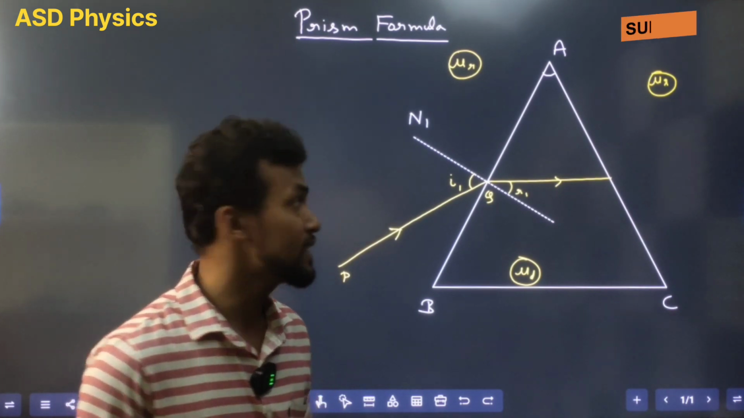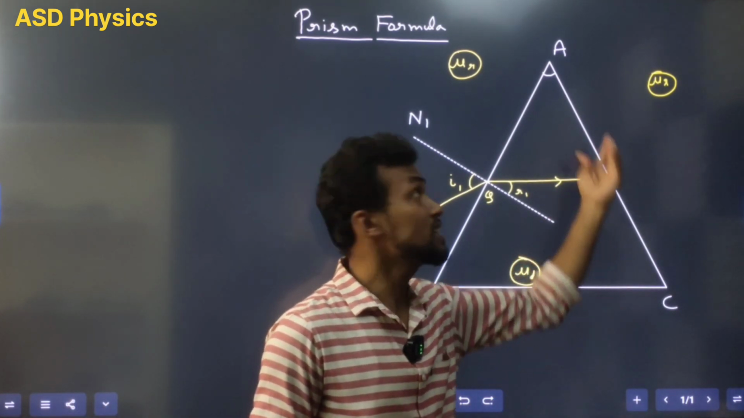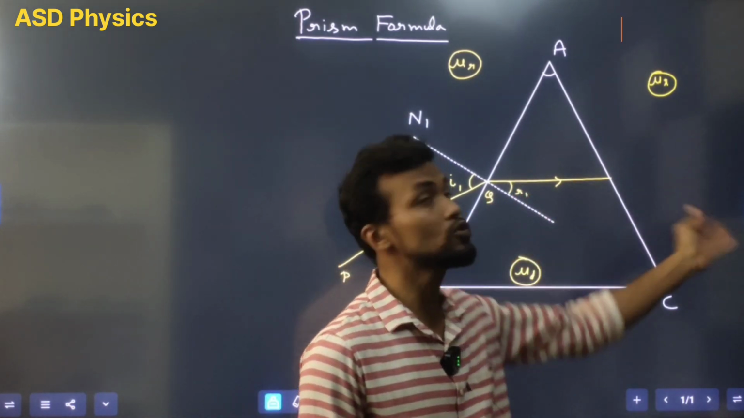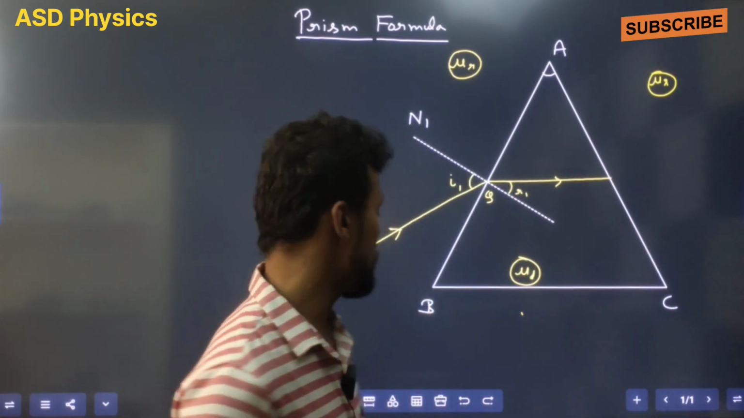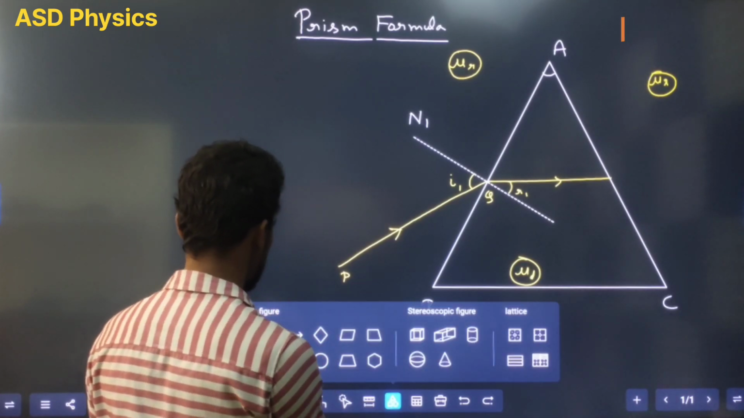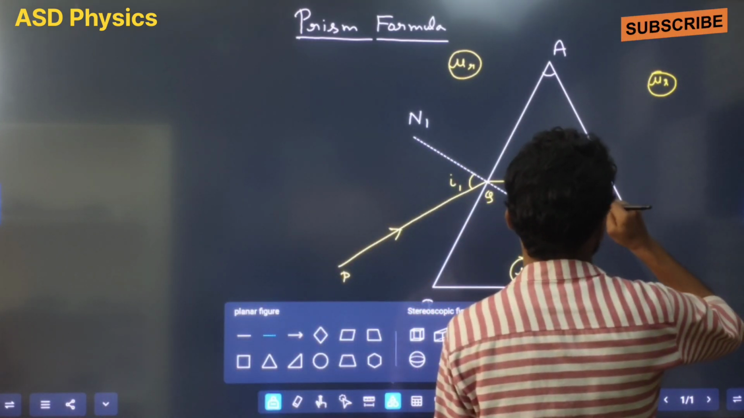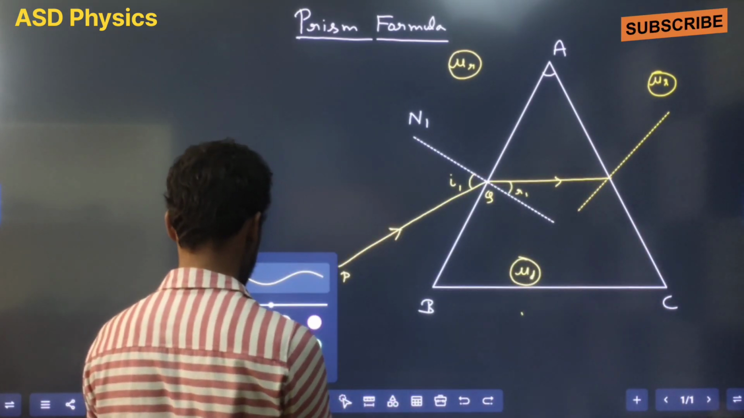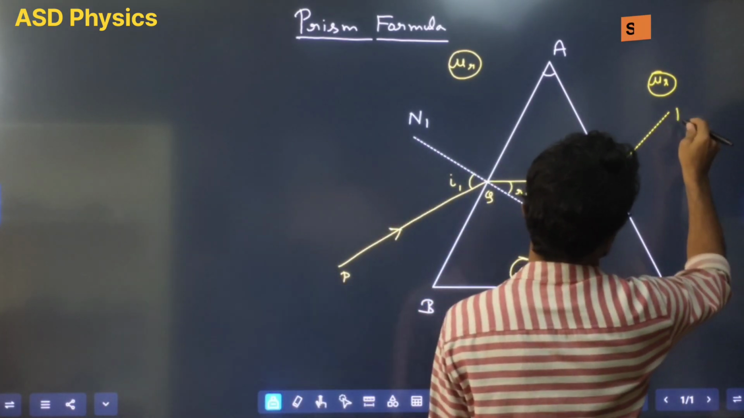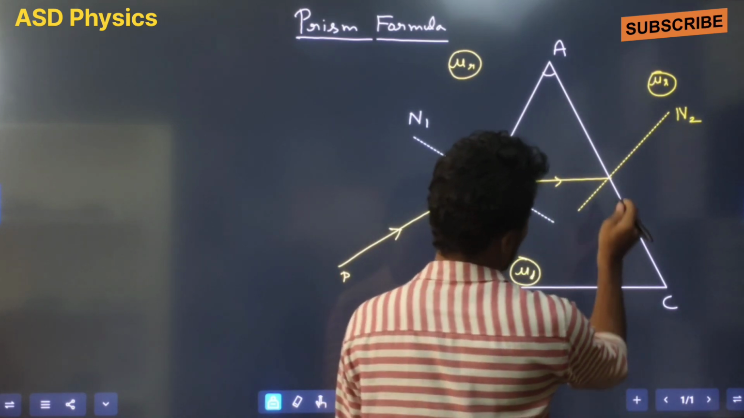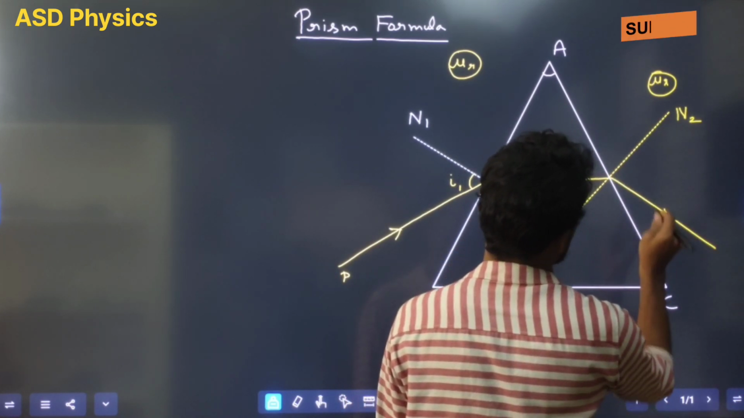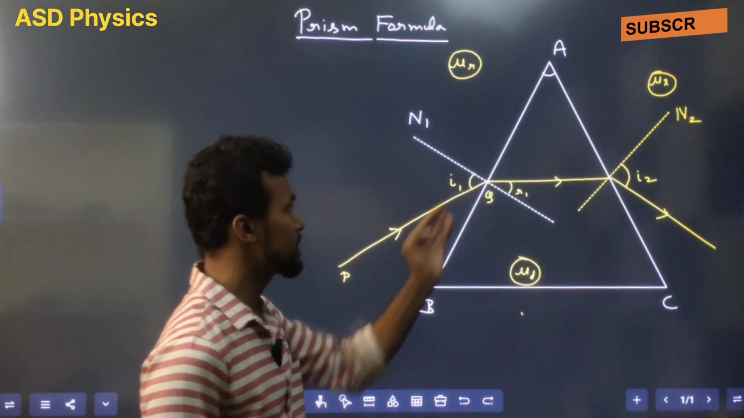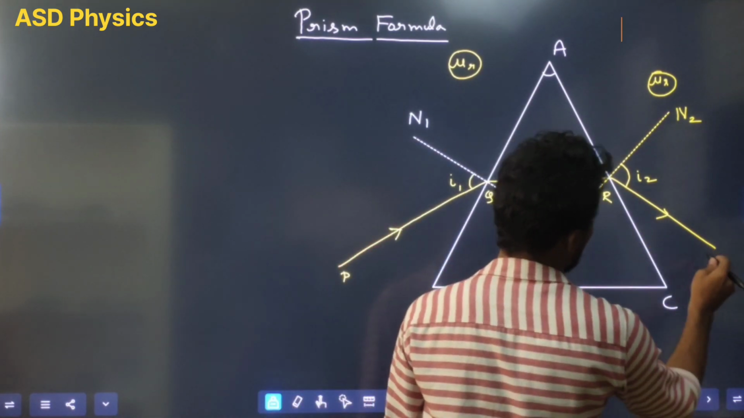Now see here, when the ray reaches the second refracting surface, it will go from the denser to the rarer medium. That means it will go away from the normal. So for that I will draw the normal again here. This normal I will name N2. Now the ray will go away from the normal like this, and this angle I have taken as i2. So students, this is P, Q, this is R, and this is S.